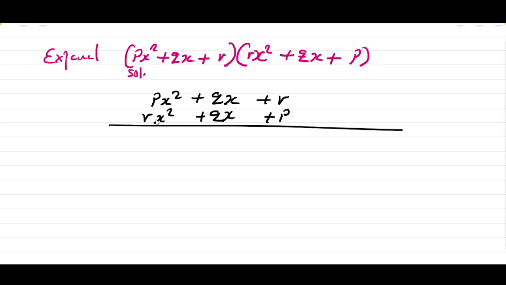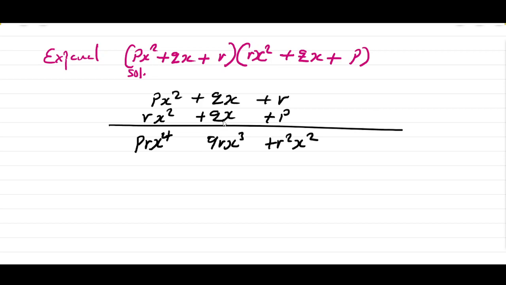So we start with rx squared. Well, rx squared times px squared will give us prx to the fourth. So this first part here is pr, then we'll have x to the fourth power here. The same rx squared will go above here to multiply q, so we get qr x to the third power. And then rx squared will multiply r, so this is r squared x squared.